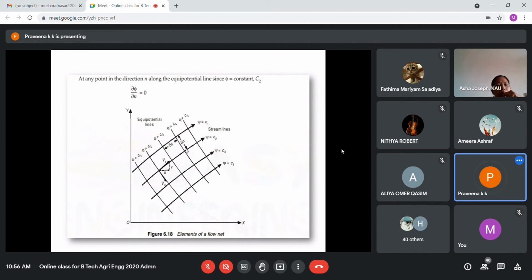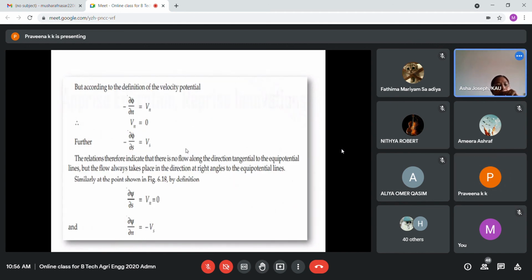By the definition of velocity potential, minus dou psi by dou n is equal to Vn. I don't think this is so much needed. They only have to understand what an equipotential line and a streamline are, and that they always meet orthogonally since the product of the slopes is equal to minus 1. Up to that it is enough, I think.